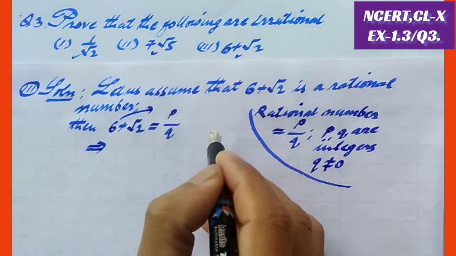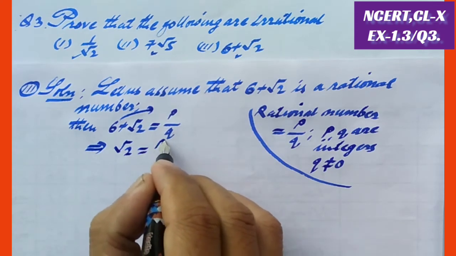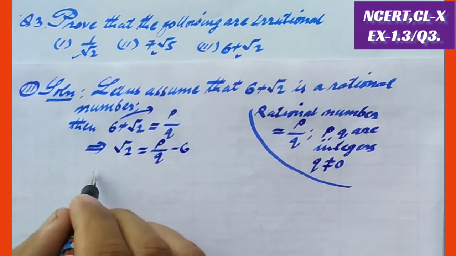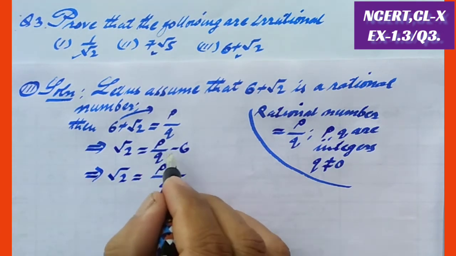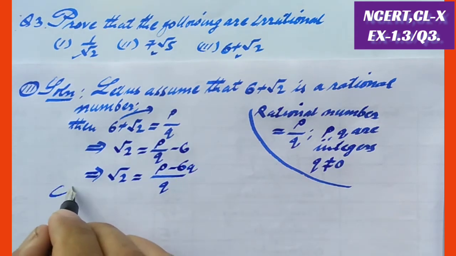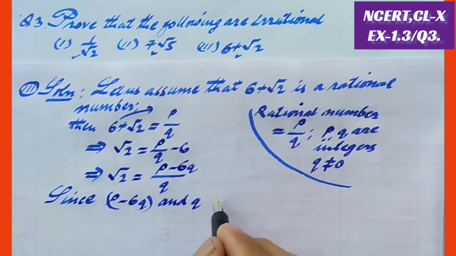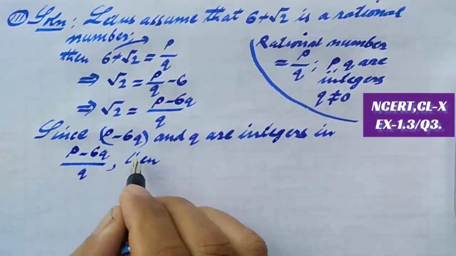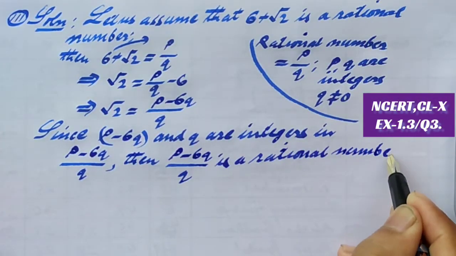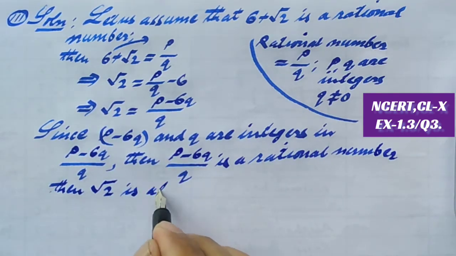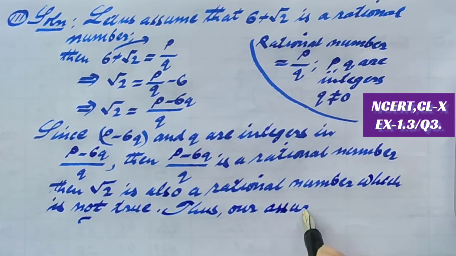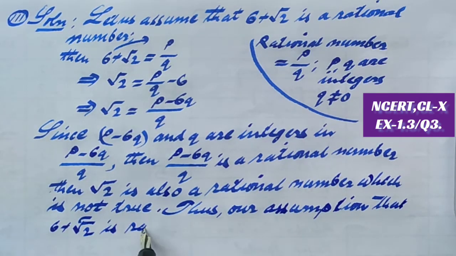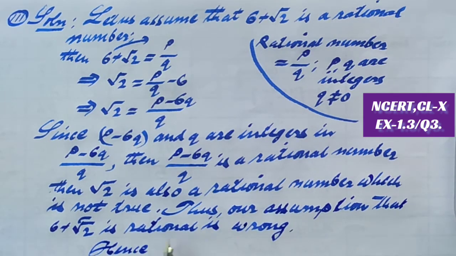We have to take 6 on the right side. So let us write root 2 here and p by q. 6, when we bring it to the other side, becomes negative. Now let us do simplification. Root 2 is equal to p minus 6q, all over q. Since p minus 6q and q are integers, p minus 6q by q is a rational number. Then root 2 is also a rational number, which is not true. Thus our assumption that 6 plus root 2 is rational is wrong. Hence 6 plus root 2 is an irrational number.